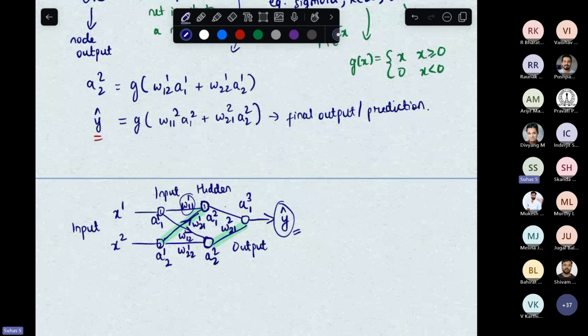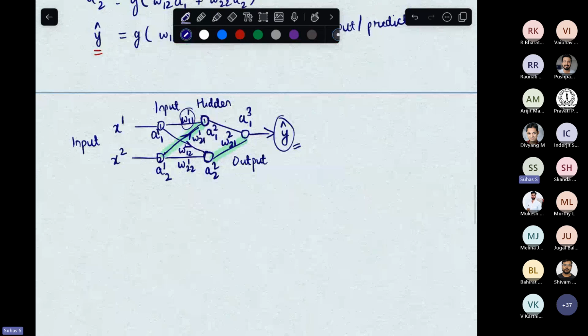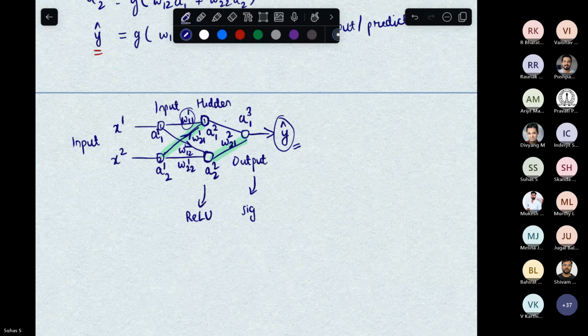So, for example, maybe this layer could have a ReLU activation function, and maybe this one can have a sigmoid. So G is equal to ReLU here, G is equal to sigmoid here, and you generally have different activation functions for different layers rather than different activation functions for different nodes. Okay, got it. Thank you.